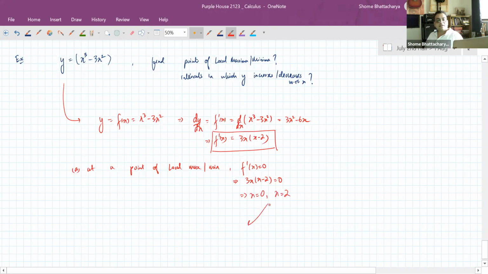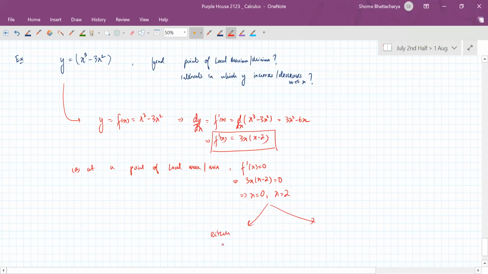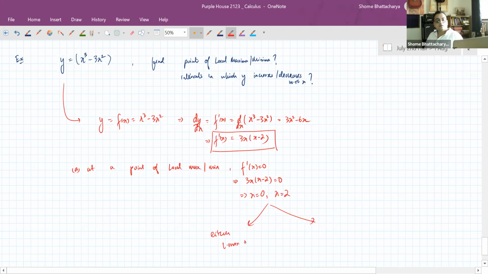So now there is either going to be a case like this, that either local maxima is at x equal to 0 and local minima at x equal to 2, or it is possible that local maxima is at x equal to 2 and local minima is at x equal to 0. So which of these two is happening, we have to find out.